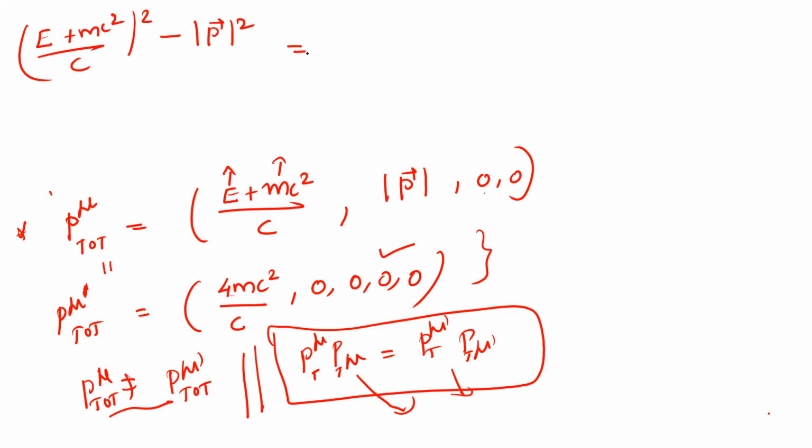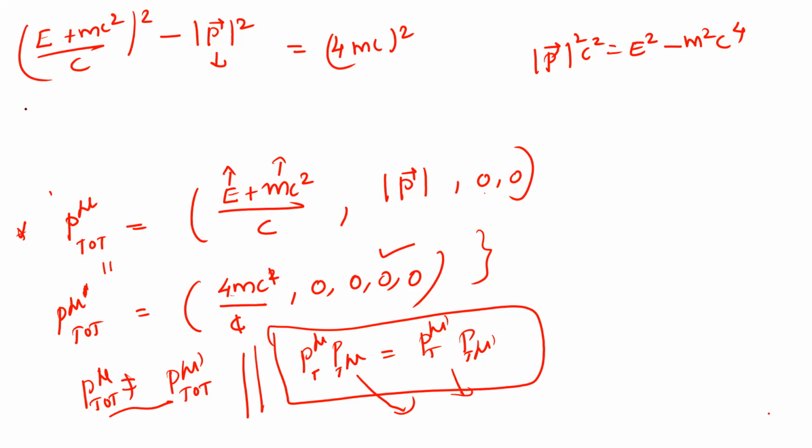This is equal to what is on the right hand side? It is 4 mc, the whole square. Correct? Yes. Okay. Now we can make use of this relation because we know that the modulus of p vector squared times c square is equal to E square minus m square c raised to 4, because we need to find the energy, right? So is that correct? Yes. P square c square equal to E square minus m square c raised to 4.